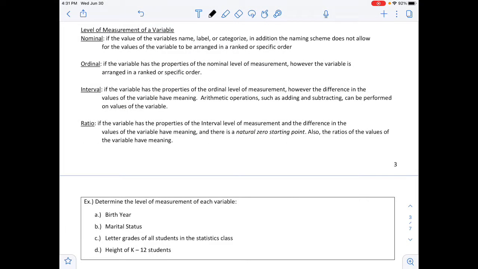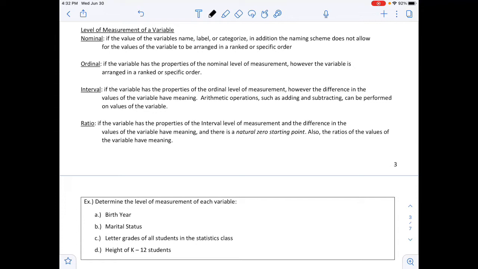The level of measurement of a variable, we have 4 different classifications. The first one that we have is nominal. If the value of a variable's name, label, or category, in addition, the naming scheme does not allow for values of a variable to be arranged or ranked in a specific order. So if a variable is nominal, then we can check to see if it is ordinal.